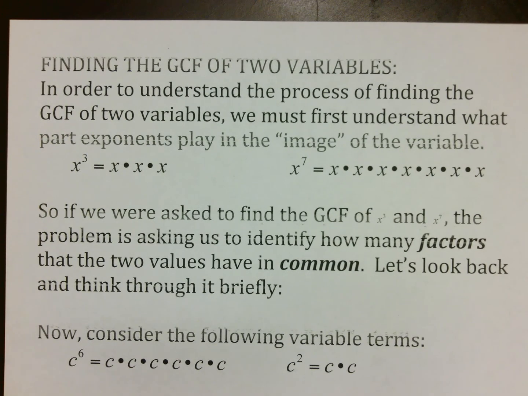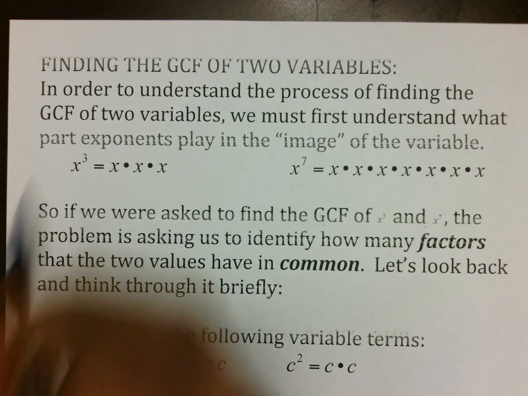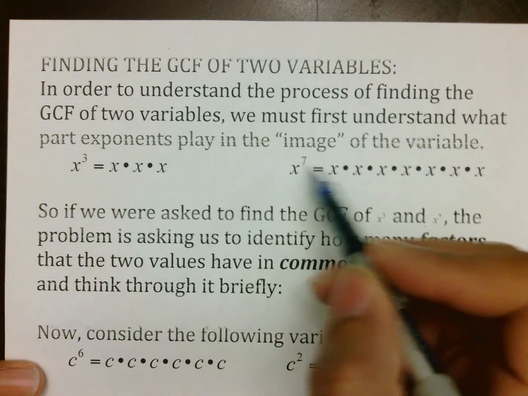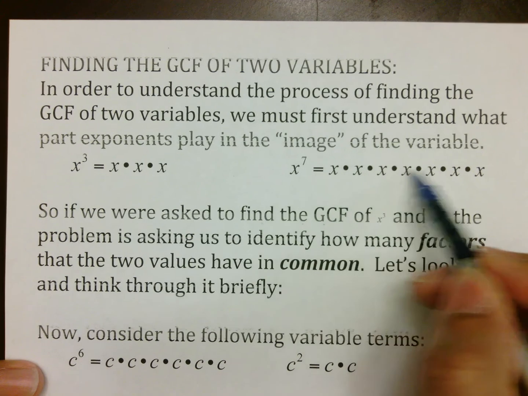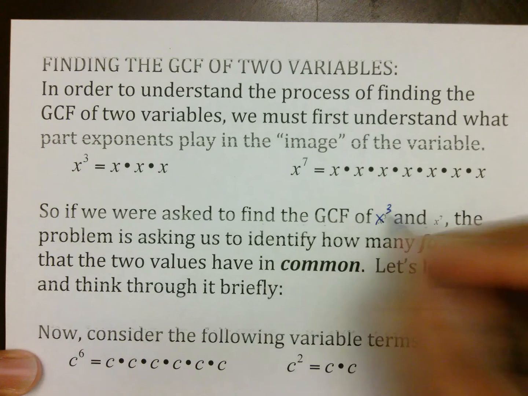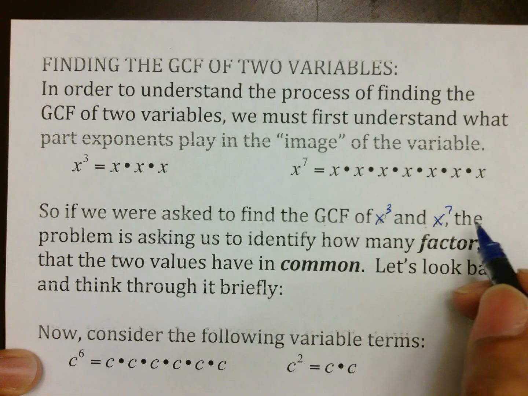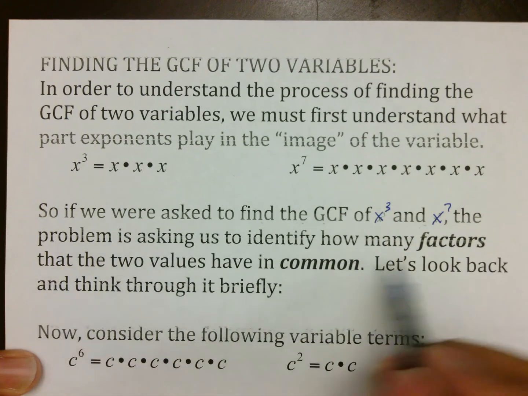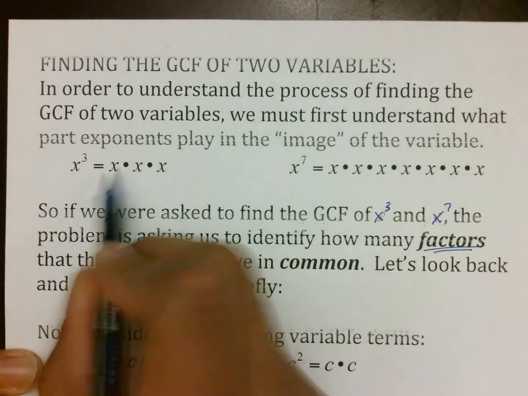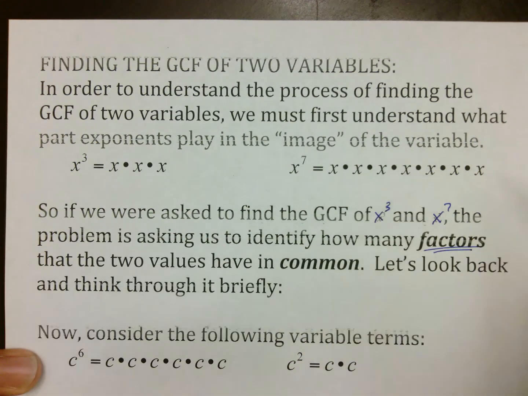Next part is find the GCF of two variables. In order to understand the process of finding the GCF of two variables, we have to first make sure you remember what part exponents play in terms of what the variable looks like. For example, we know that x to the third means it's 3 x's being multiplied. We know that x to the seventh is 1, 2, 3, 4, 5, 6, 7 x's being multiplied. So if we were being asked to find the GCF of x to the third and x to the seventh, the problem is just asking us to identify how many factors they have in common. Remember that factors are the numbers that multiply, so these are all factors of x to the third, these are all factors of x to the seventh, and they want to know how many they have in common.